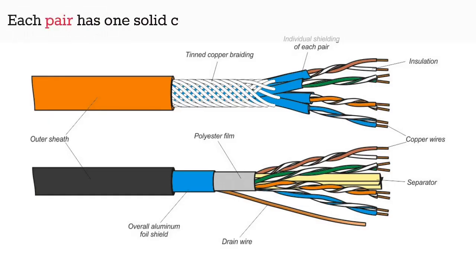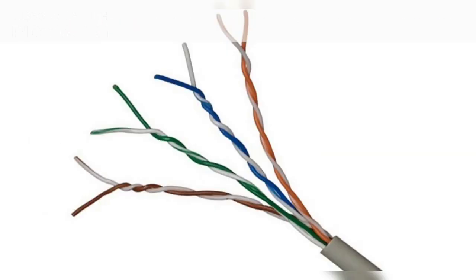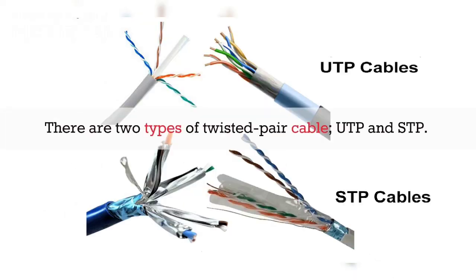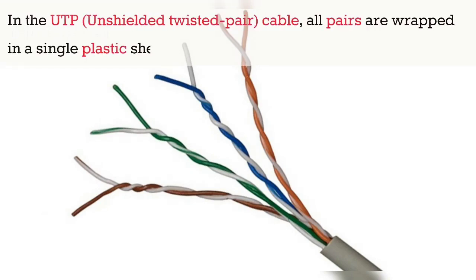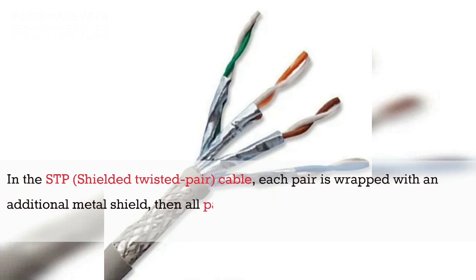Each pair has one solid color and one striped color wire. Solid colors are blue, brown, green, and orange. In striped color, the solid color is mixed with the white color. There are 2 types of twisted pair cable, UTP and STP. In the UTP, unshielded twisted pair cable, all pairs are wrapped in a single plastic sheath. In the STP, shielded twisted pair cable, each pair is wrapped with an additional metal shield, then all pairs are wrapped in a single outer plastic sheath.